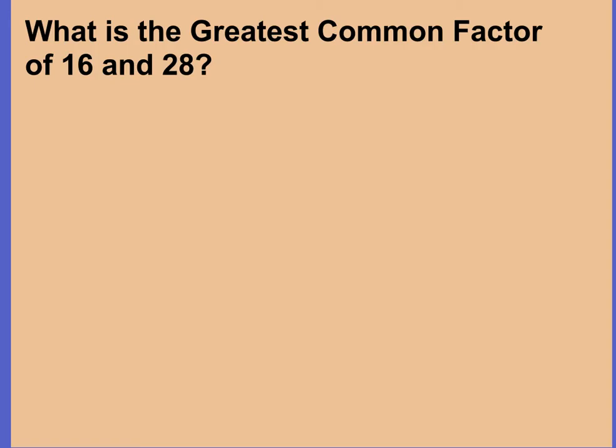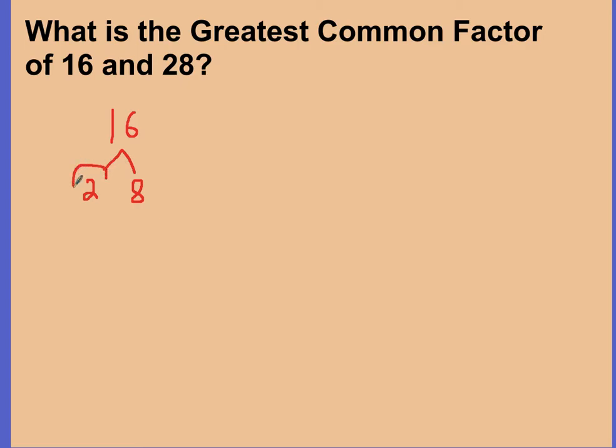The first example says, what is the greatest common factor of 16 and 28? So what we need to do is make factor trees. When we make factor trees, we want to know what numbers times each other get to 16. It's an even number, so I could use 2 and 8. 2 times 8 is 16.